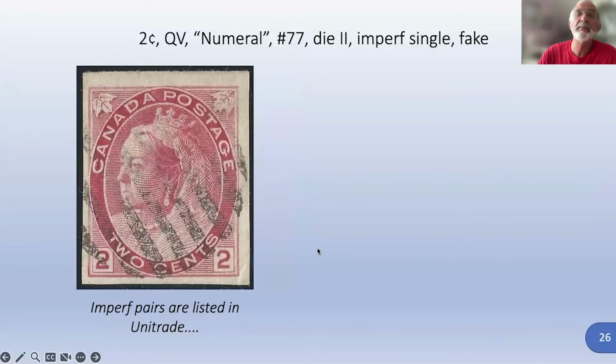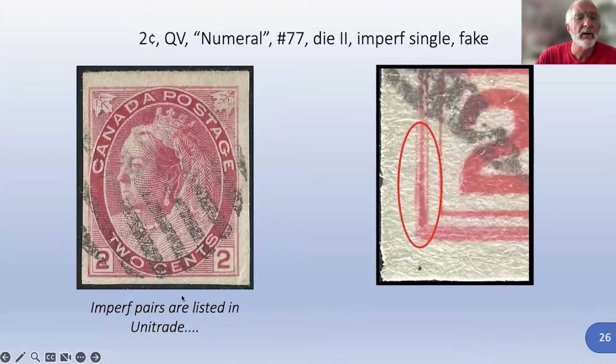Here's another imperf single, again a fake. For this particular issue, there are 2 dies that were used, die 1 and die 2. And to distinguish between the dies, it has to do with this margin line. And this sort of caught my eye down here. So I looked at it, this looks okay. The fact that this is a single, double, single means it's die 2. So it's clearly die 2.